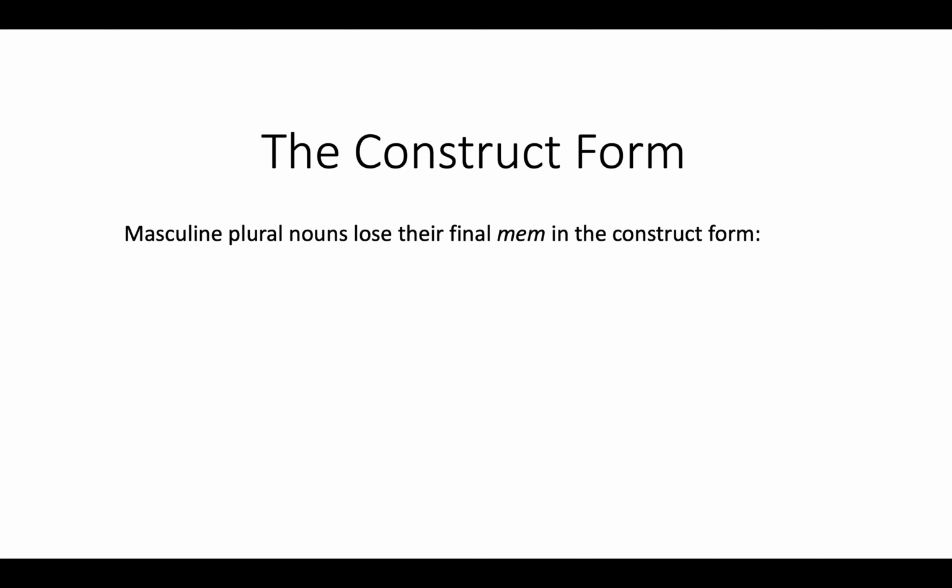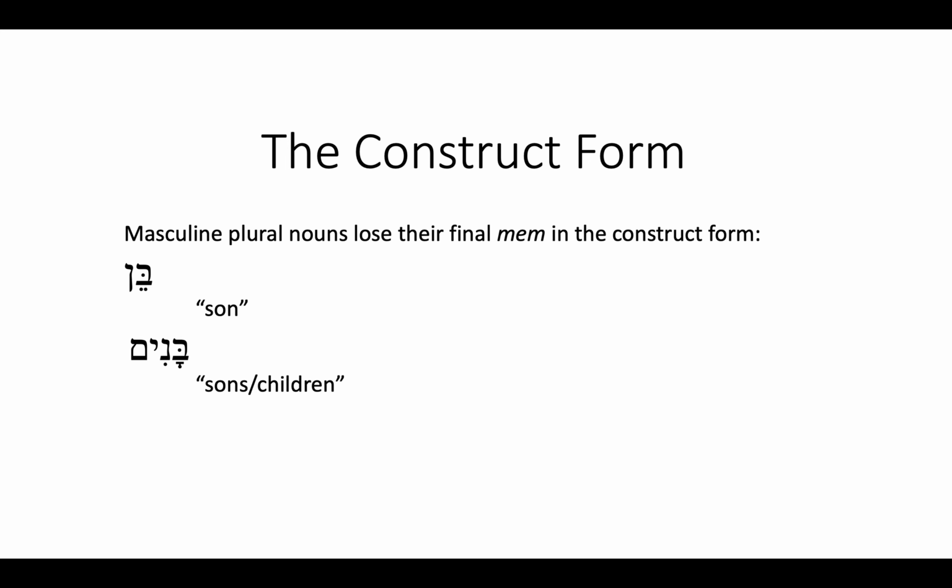Here's another very regular change. Masculine plural nouns lose their final mem in the construct form. So let's look at another simple example. We have the word bane, which is son. And we have the word banim, which is sons or children.